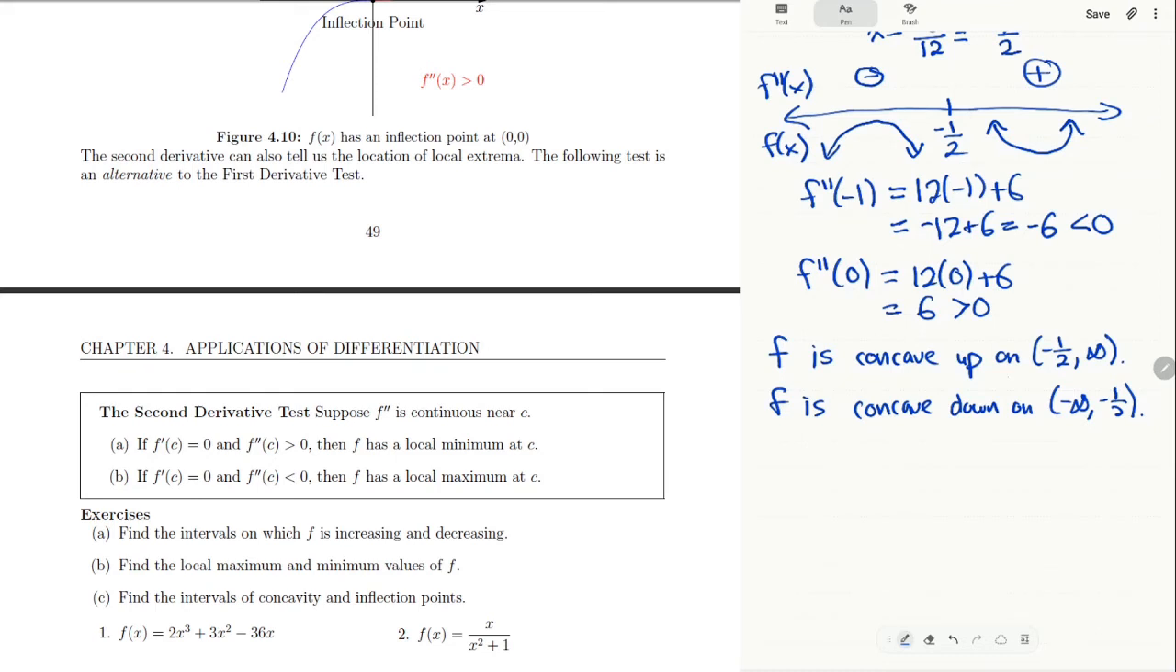Now, are there any inflection points on this curve? Well, we know that the function changes concavity at negative 1/2. It changes from concave down to concave up. So negative 1/2 is going to be an inflection point.